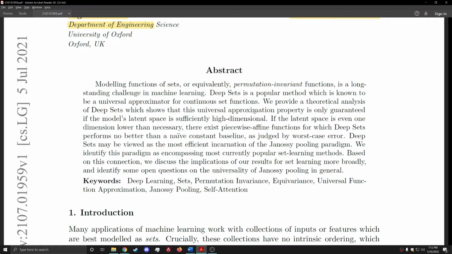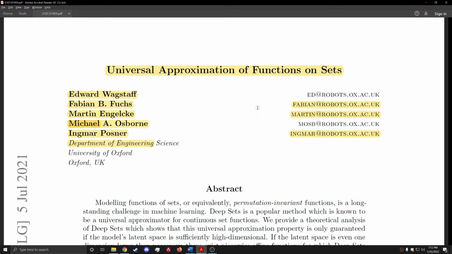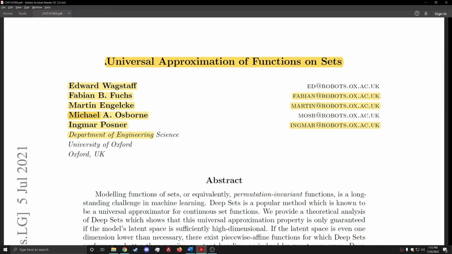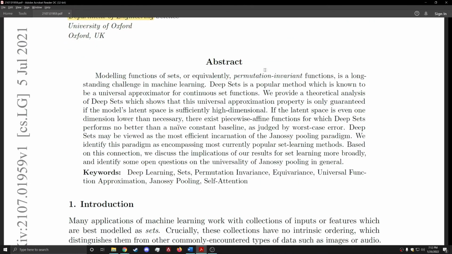Alright, so what is this paper about? Now this is a really well-named paper, because the title is exactly what it's about. So what we're going to be doing is talking about the requirements that you actually need to achieve universal approximation on sets, and we want to universally approximate functions. So we are going to be modeling functions on sets. Specifically, we're going to be modeling permutation invariant functions. We really don't care about any other kind of functions.